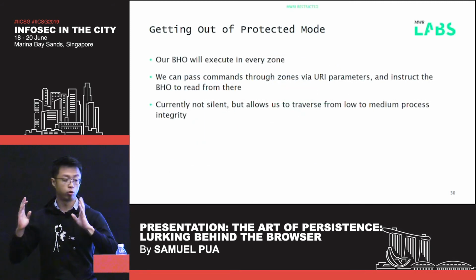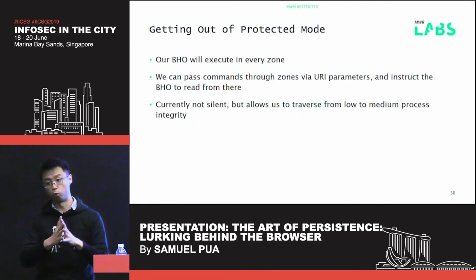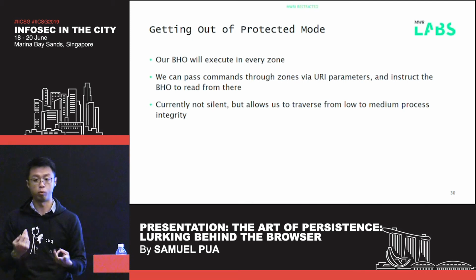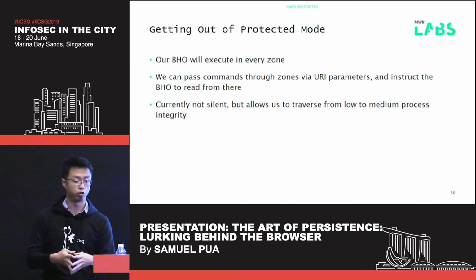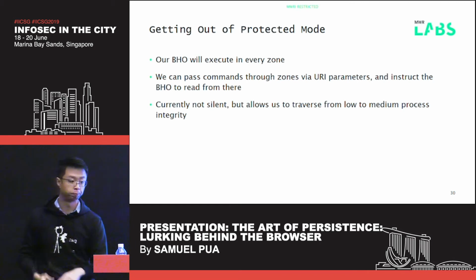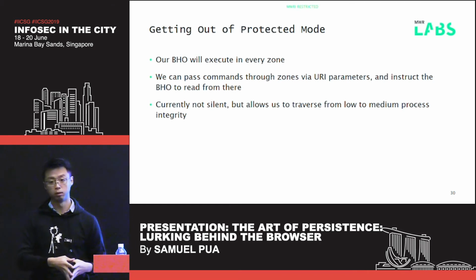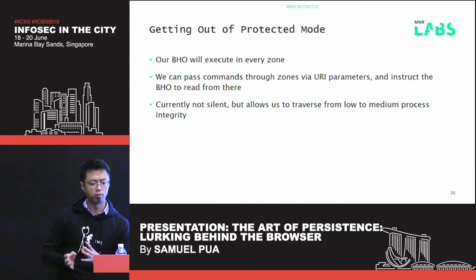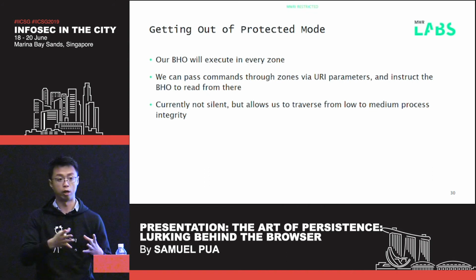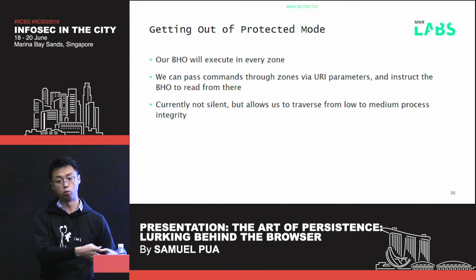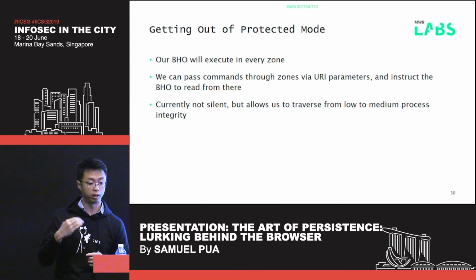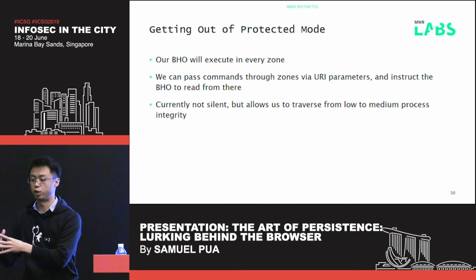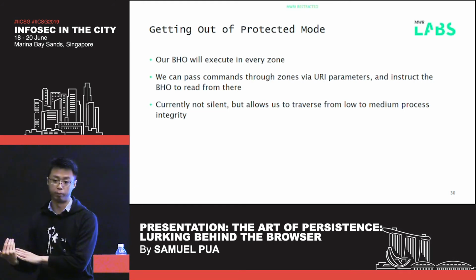So what this means is our BHO will run in all 4 zones that we have shown, because we simply get out of the 4 zones. No matter what the default setting is, no matter what the changed setting is, it doesn't matter, because we are getting out of them, and we will execute at medium level integrity. We are able to pass commands using the URI parameter and instruct the BHO to read the commands from it. It's currently not perfect in the sense that it's not 100% silent because we are traversing from the internet zone to a file, but it allows us to traverse to medium process integrity and thereafter load a fully fledged payload, and then we can conduct further attacks from there.